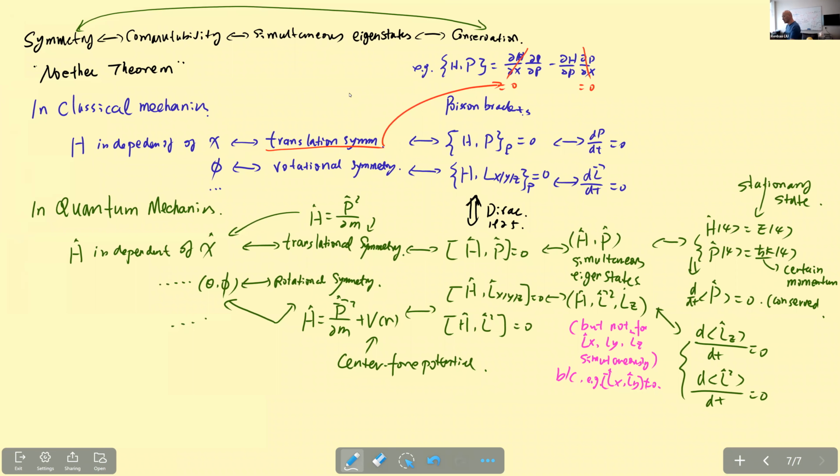So you can see that if you have two operators that commute with each other, then we can diagonalize them simultaneously, especially if one of them is the Hamiltonian. And we say that this commutability is actually related to symmetry, and this symmetry will lead to conservation, okay?